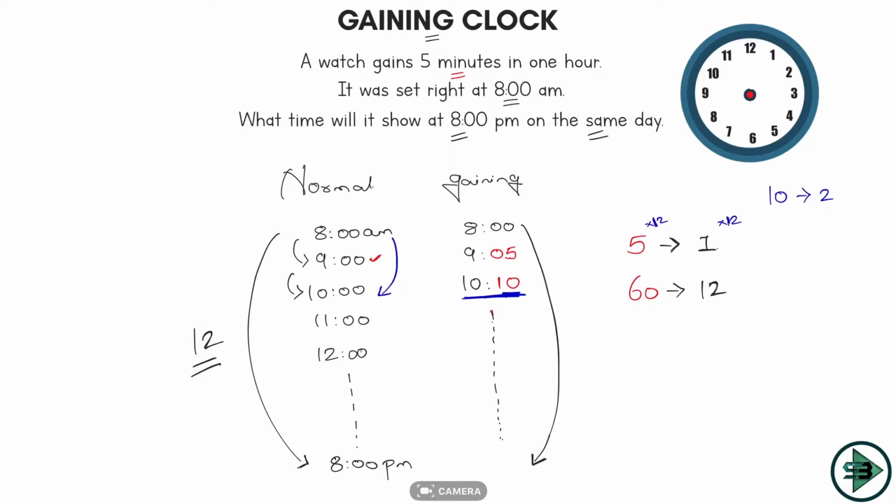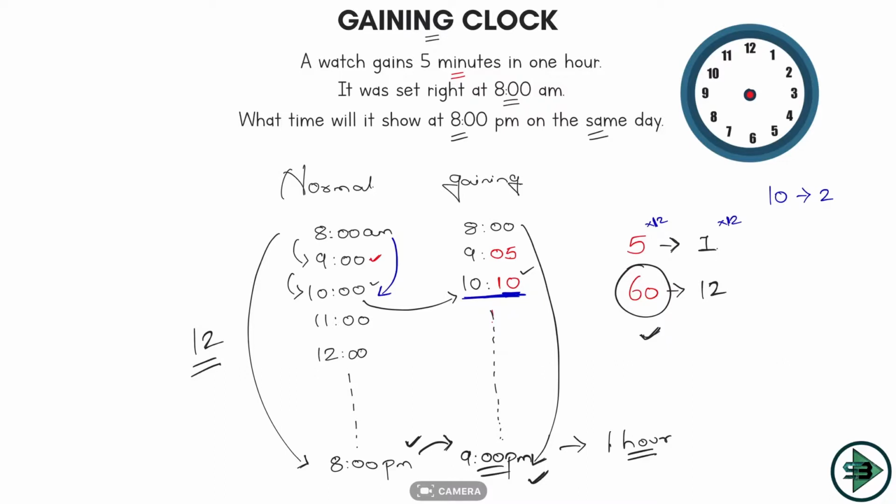So in 12 hours, from 8 am to 8 pm, when the normal clock goes, this will become 9 pm, because after gaining, it has gained 60 minutes. In 2 hours, it gained 10 minutes. So when the normal clock showed 10, this showed 10:10. But when it comes to 12 hours, it will gain 1 hour. So when the actual time is 8 pm, it will show 9 pm. That is the error here, 1 hour. That's what you have to understand here. That's what the question said: a watch gained 5 minutes in 1 hour.